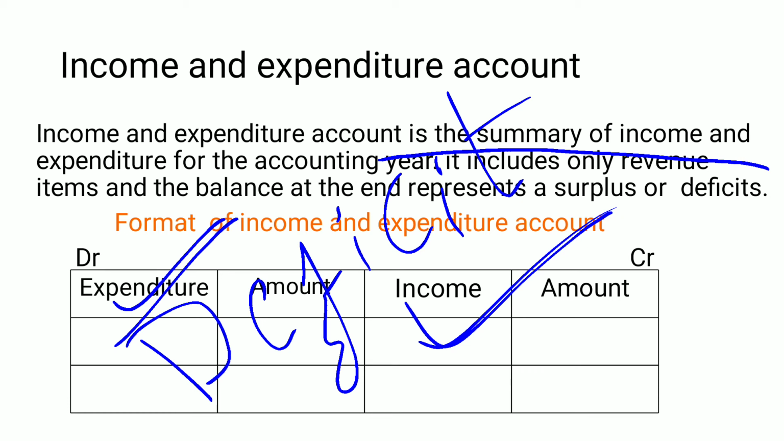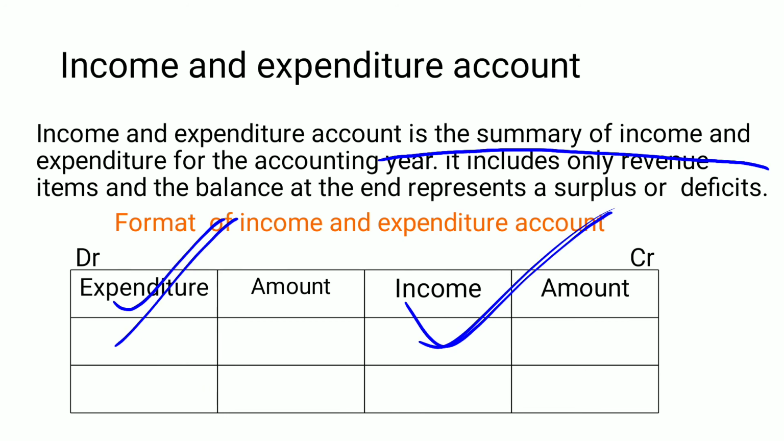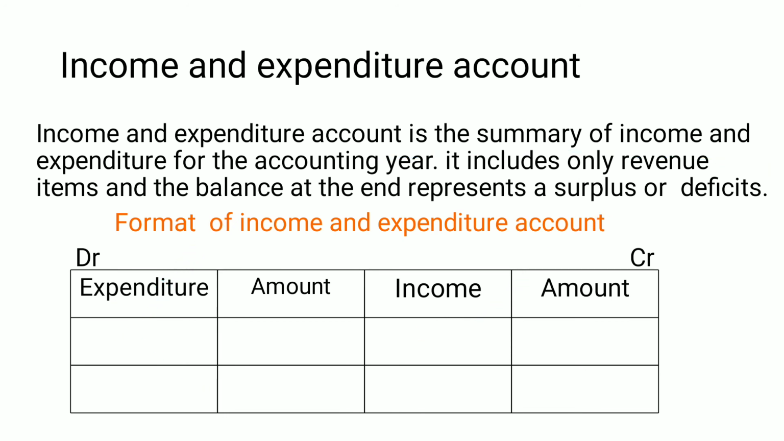This income and expenditure account is similar to a profit and loss account. In the profit and loss account, on the debit side we record all the direct and indirect expenses, and on the credit side all the revenues are recorded. The result will be gross profit or net profit, gross loss or net loss. Similar to that, this income and expenditure account is there. Here, if the result is deficit, it is deducted from capital fund. If the result is surplus, it is added to capital fund.